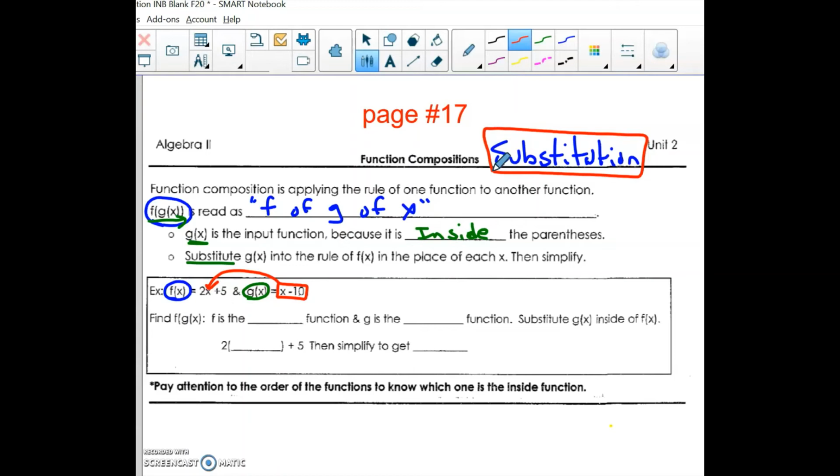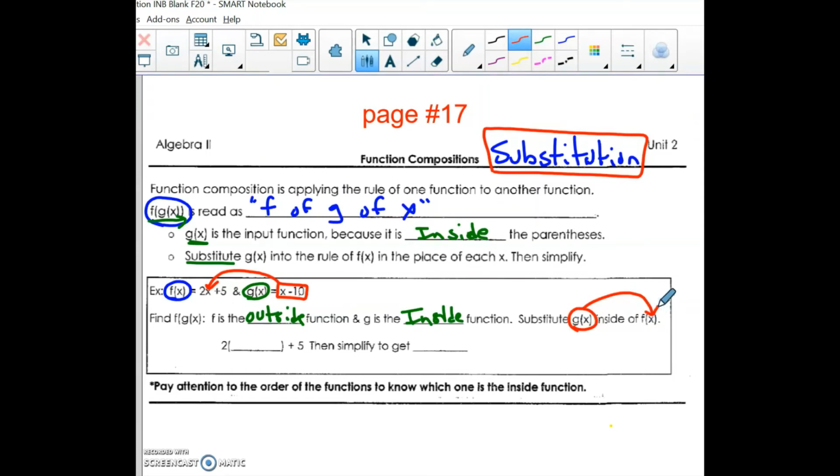So let's read what it says down here. Fill in some blanks. F is the outside function, and G is the inside function. We're going to substitute G. G goes into the f function.